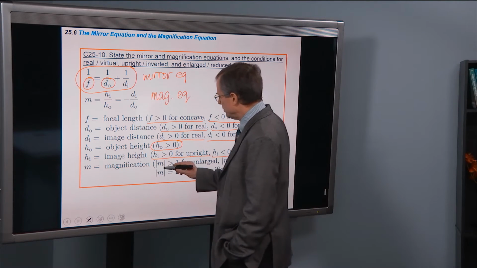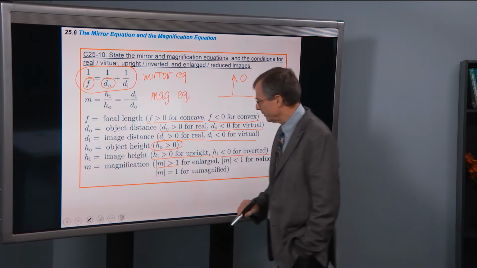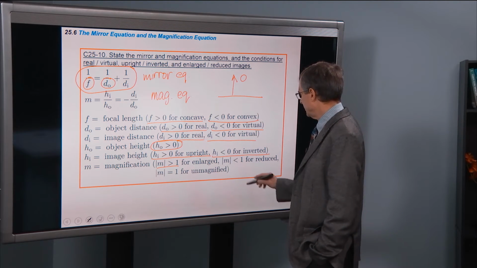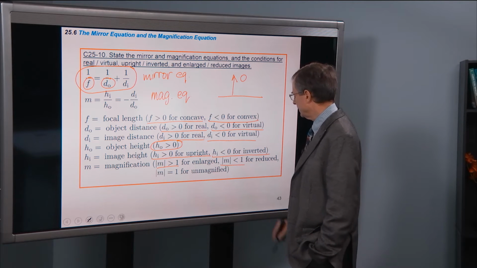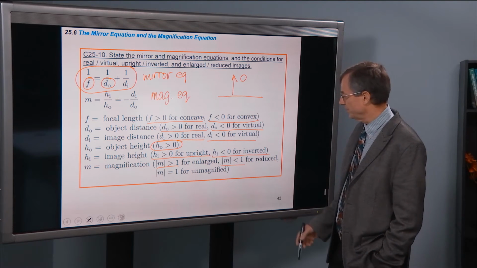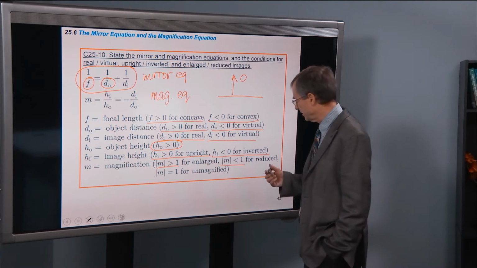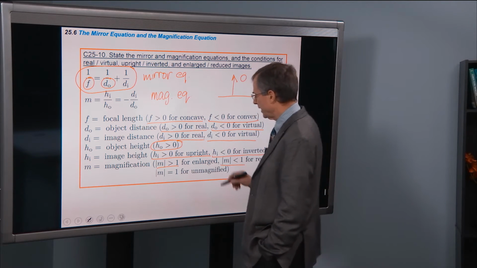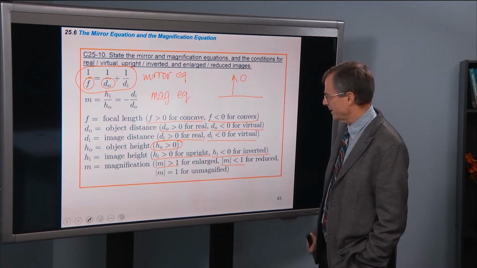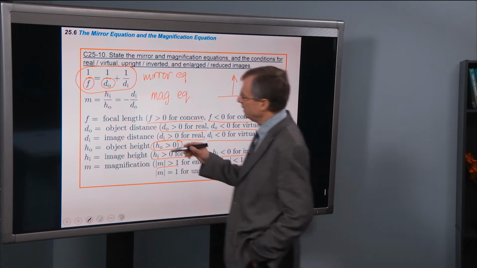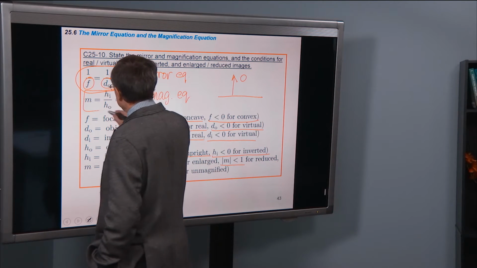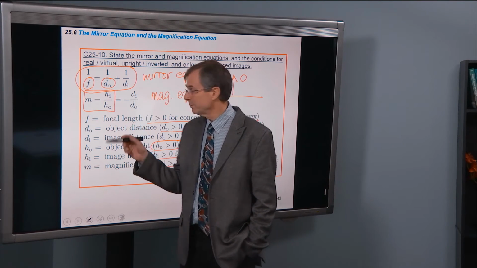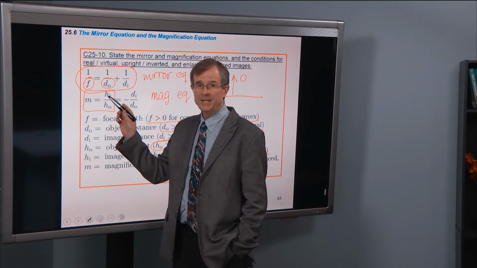If the absolute value of the magnification is greater than 1, that means the image is enlarged. If the absolute value of m is less than 1, that's a reduced image. And if its absolute value is equal to 1, it's unmagnified. But note that the magnification is hi over h naught. H naught will always be a positive number. Hi could be a negative number.